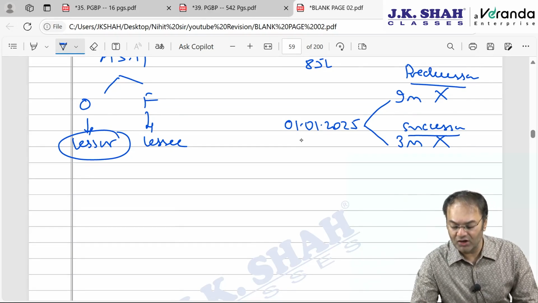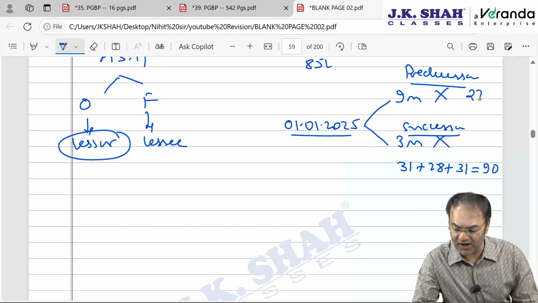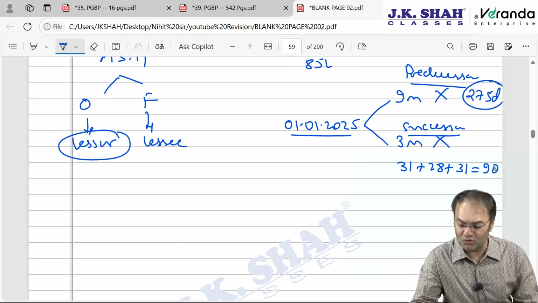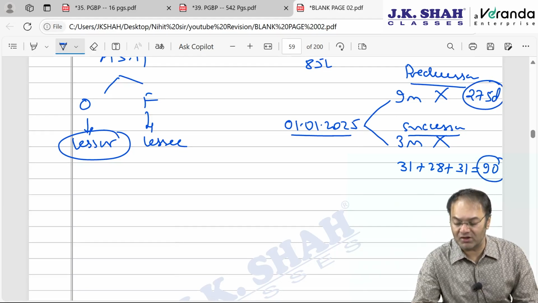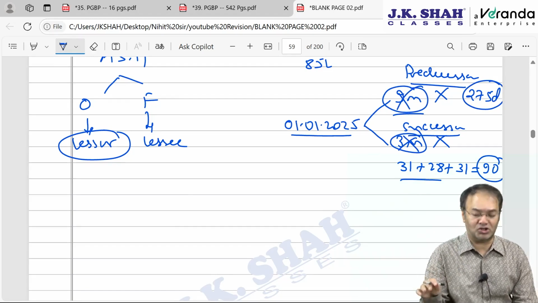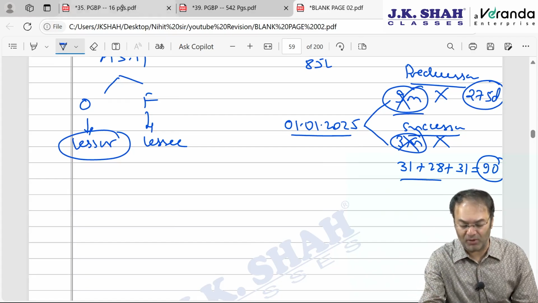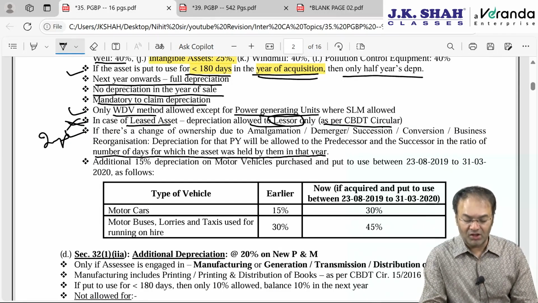How many days? The successor would have used it for January 31 days, February 28 days and March 31 days, so 90 days, and the predecessor must have used it for 275 days. So 275 days to 90 days will be a different ratio as compared to 9 months to 3 months. 9 months to 3 months will be a slightly different answer, but it will be the wrong answer. The institute asked a question on this point twice. The latest question was asked in the form of an MCQ, so be careful about it. Keep it in your mind. This is an important point.